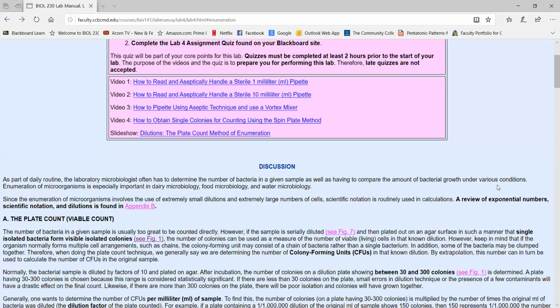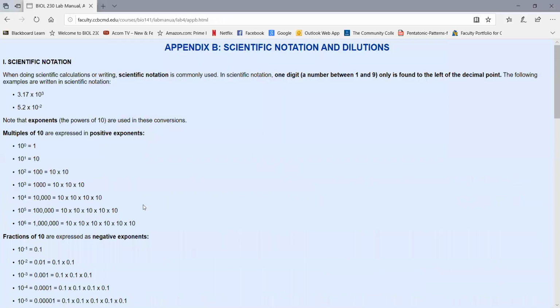Now, before we get started on the ways we can determine the amount of bacteria in a sample, we need to look at Appendix B. If you remember, I told you that you need to read Appendix B and Lab 4 before you come to class to be prepared so that we can get this lab finished in the time allotted. So let's take a look at Appendix B in your lab manual.